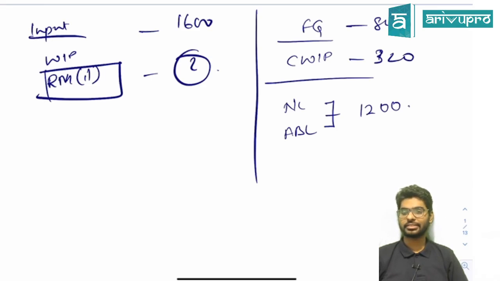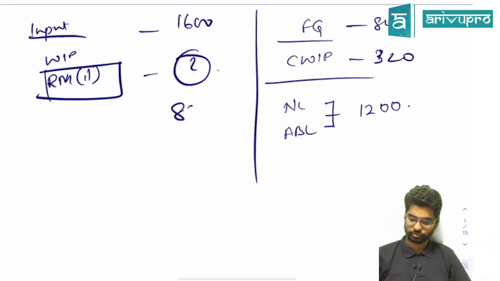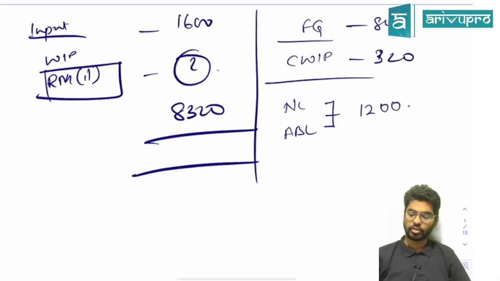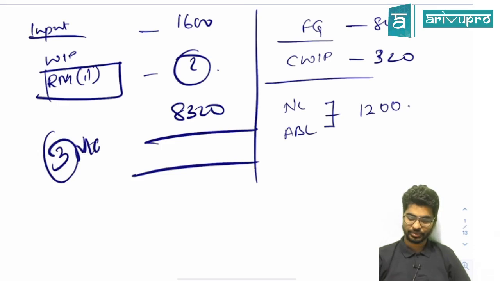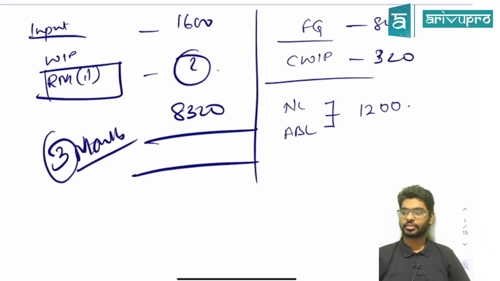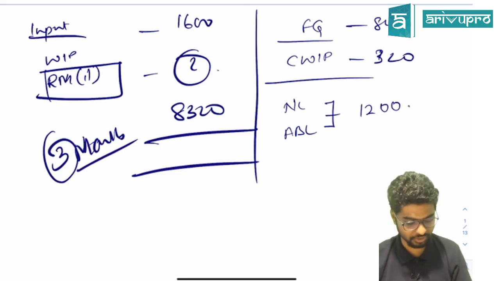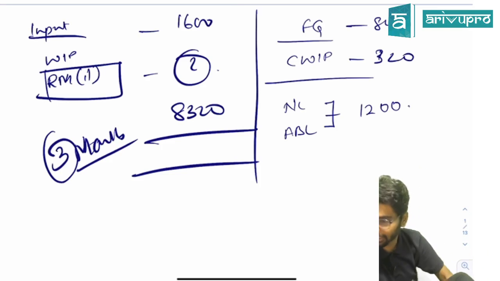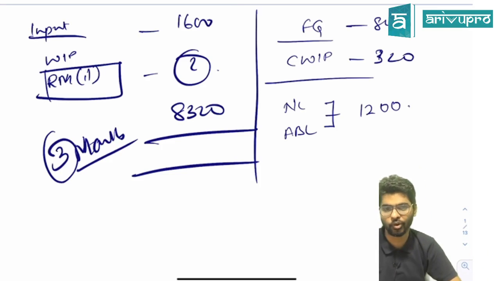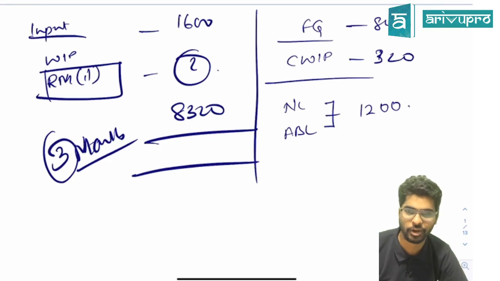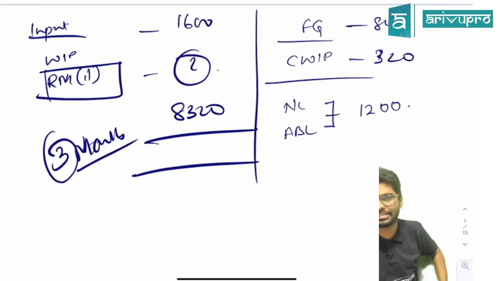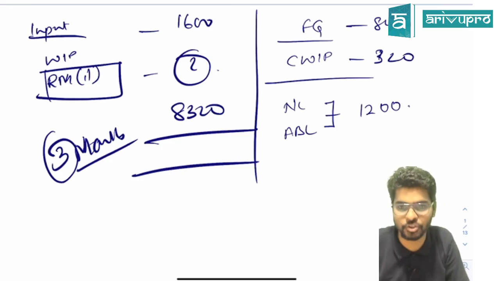Guys, did you understand this? For just applying this, 3 marks. I told you guys at the beginning of the process costing, my whole objective is to match my input versus my output. So this is where it starts giving me a solution.